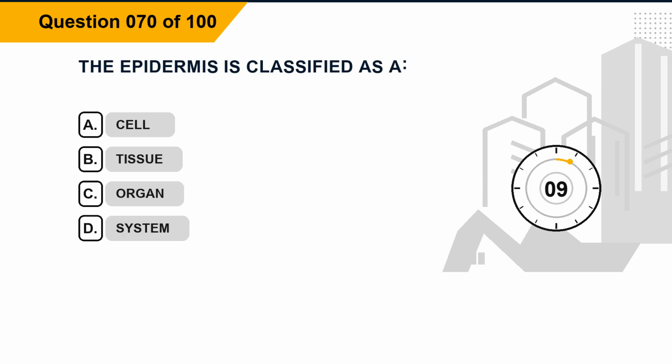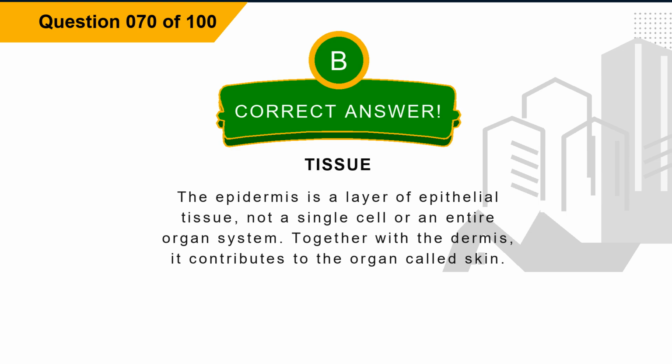Question 70. The epidermis is classified as a. Option A, cell. Option B, tissue. Option C, organ. Option D, system. The correct answer is option B, tissue. Explanation. The epidermis is a layer of epithelial tissue, not a single cell or an entire organ system. Together with the dermis, it contributes to the organ called skin.